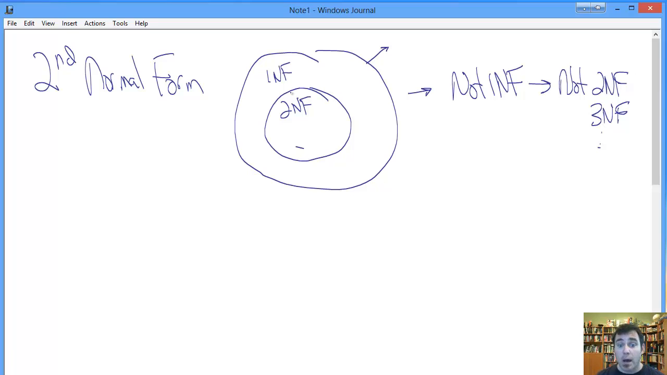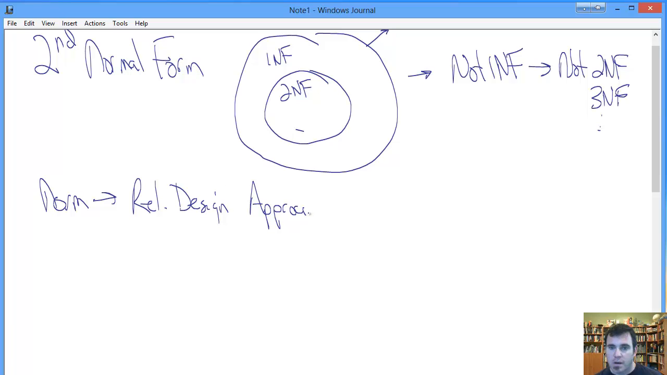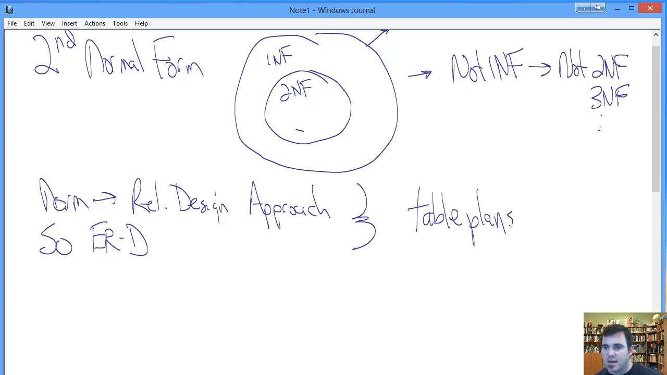Before we get into second normal form, I also want to talk to you about what normalization looks to accomplish and how it relates to ER diagramming. Basically, normalization is a relational design approach. And so is ERD, so is ER diagramming. They're both ways to develop table plans. I mean, that's kind of the bottom line here.